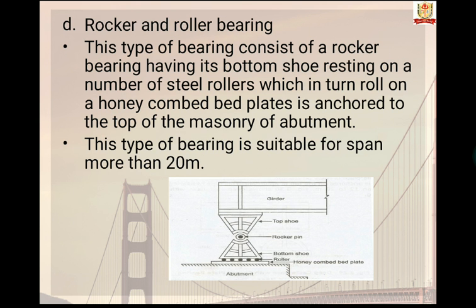The next type is the rocker and roller bearing. This type of bearing consists of a rocker bearing having its bottom shoe resting on a number of steel rollers, which in turn roll on a honeycombed bed plate anchored to the top of the masonry of the abutment. This type of bearing is suitable for spans of more than 20 meters.